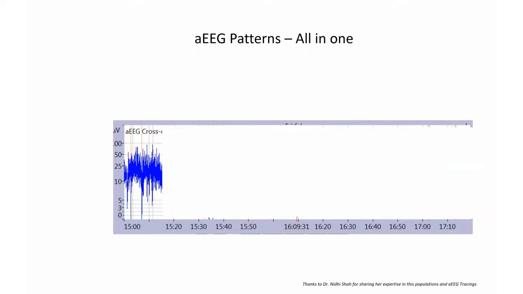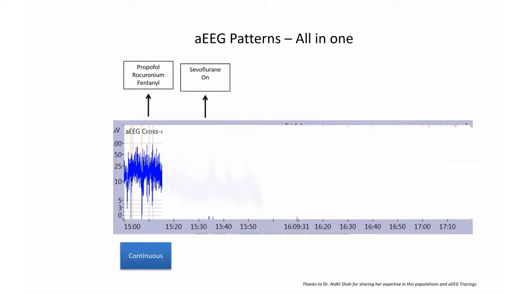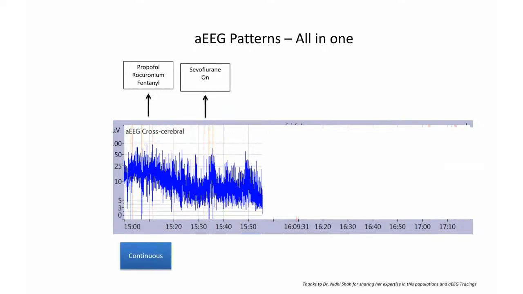And so we start out here with a beautiful continuous pattern. The baby's getting fentanyl and is already mildly sedated. We have this continuous pattern. Then they begin to turn on the anesthetic gas. And you see, as soon as the gas is on, you see the lower margin begin to drift towards the 5.